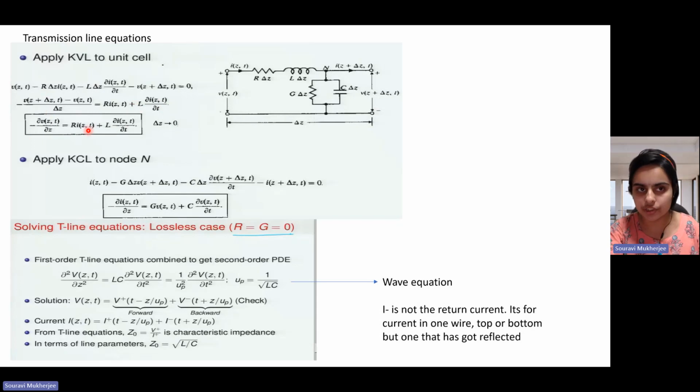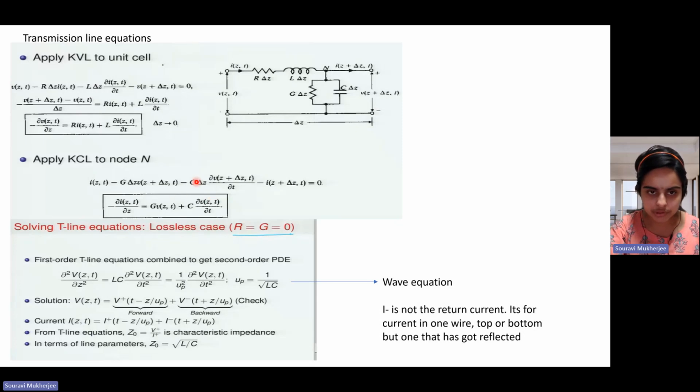So this is a differential equation which comes from the KVL, right? Applied to this unit cell. Similarly, you can apply Kirchhoff's current law to this node N. And if you do that, what you see is the current entering and exiting this node, the algebraic sum, should remain constant. So that's what is being done here, right?